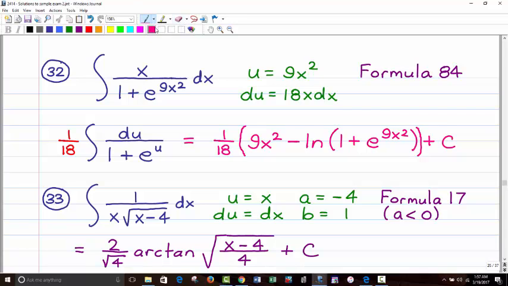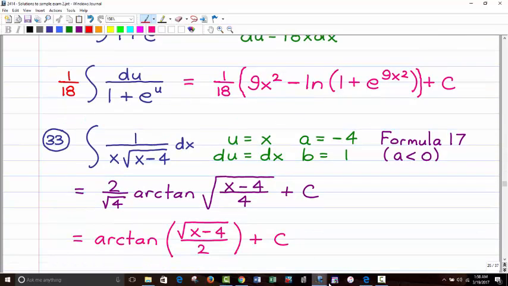But you have to adjust for the du to get it exactly right. That's what you're going to have to do on a test. A lot of people will just look at that formula and they'll just plug in 9x squared for u and not even take that into consideration. So you've got to take the du into consideration.